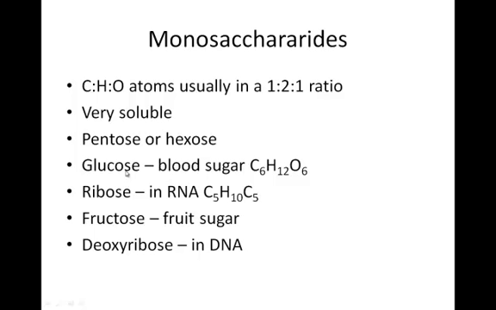Glucose is our blood sugar. Ribose is the sugar that we find in RNA. Fructose is our monosaccharide that we find in fruit. And deoxyribose is our monosaccharide that we find in our DNA. So those are our monosaccharides that we want you to know examples of.